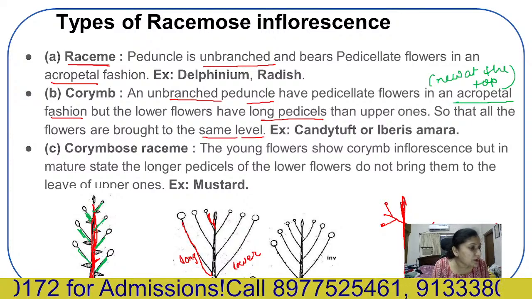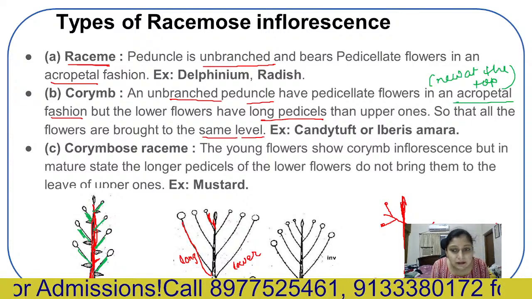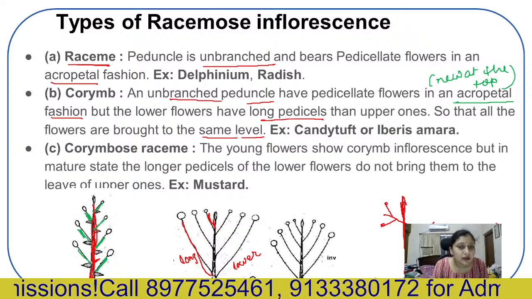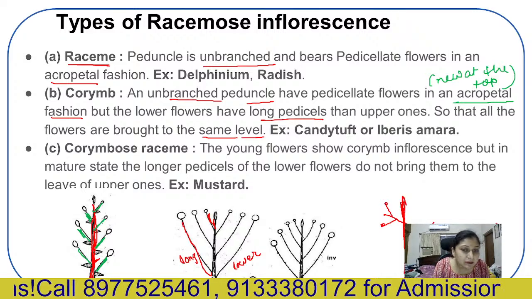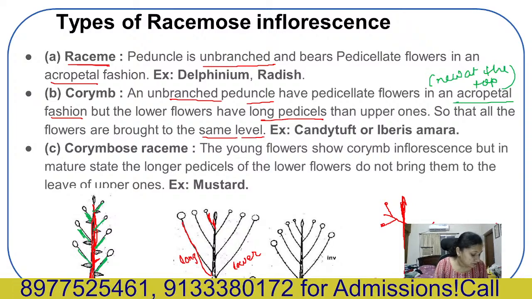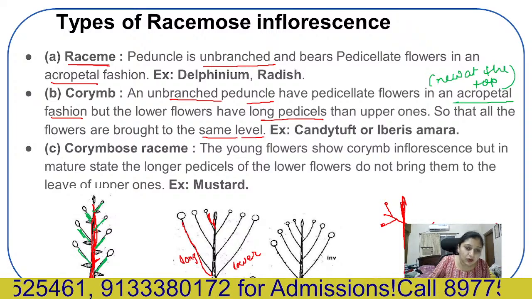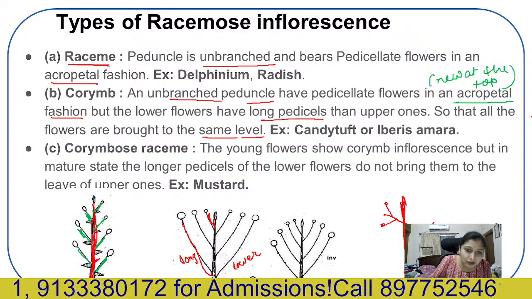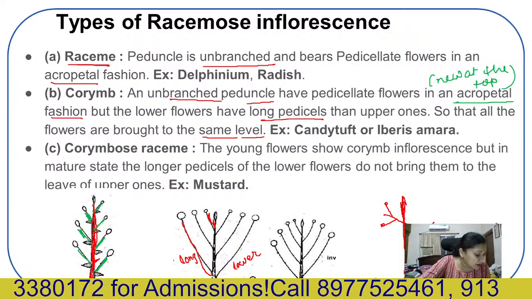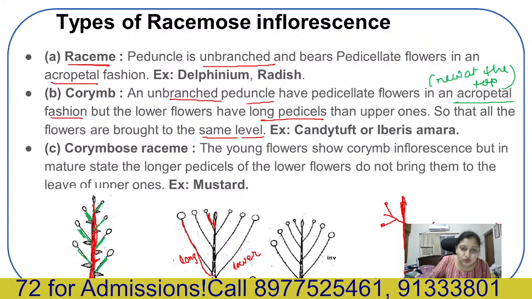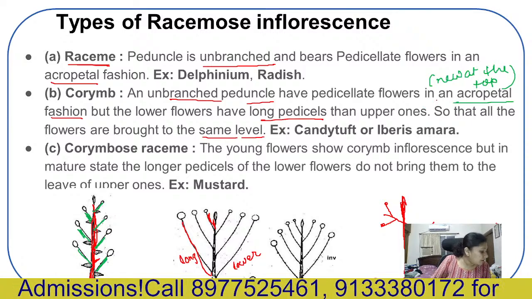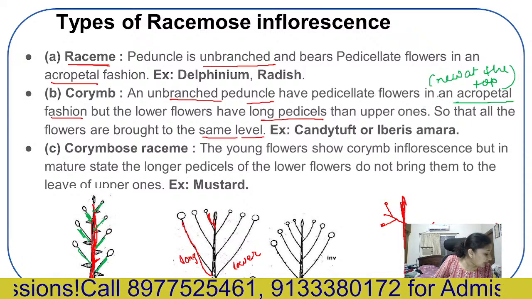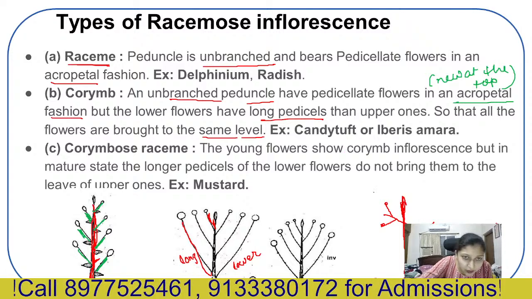Okay, everyone, I hope it's clear. Raceme and compound raceme. Now, corymb. So, corymb can also be compound. Compound, that means it has branches. So, I'm drawing here.